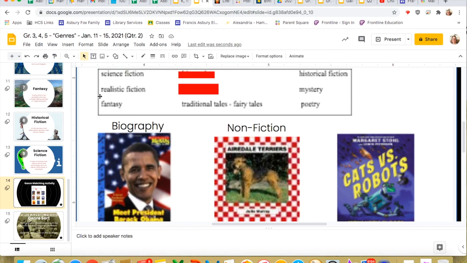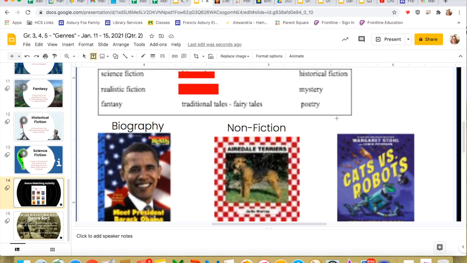It could be a type of fantasy, but it has robots in it. We know it's not a fairy tale. It's not really a story that has been told from generation to generation. It doesn't take place anytime in history. It's not a mystery and it's not poetry. So I think we'd be safe to say it's science fiction because we know it's fiction and it has robots in it. So that is a big clue that it's science fiction.